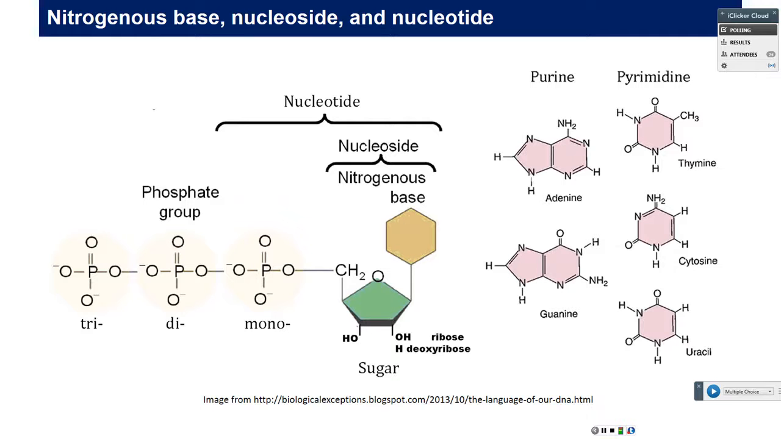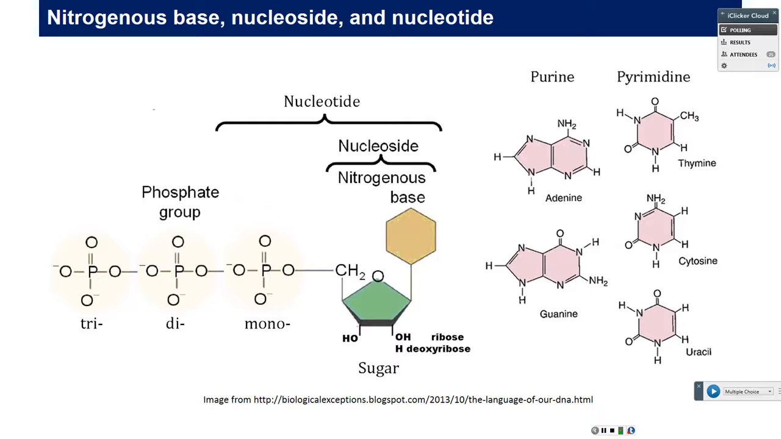Okay, so this is another view. You have the sugar ring and the base together makes a nucleoside, and if you add the phosphate group, 1, 2, or 3, right, you have the nucleotide. So if one phosphate group is added, that's a monophosphonucleotide. If 2, that's a diphosphonucleotide, right? If it's 3, it's a triphosphonucleotide.